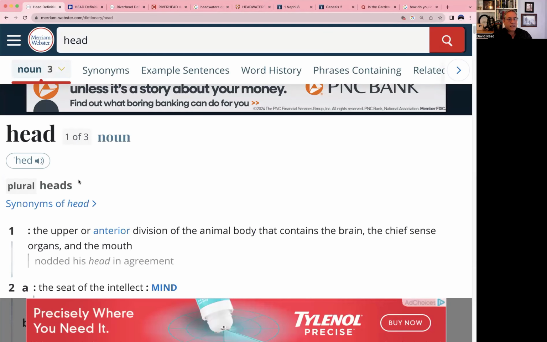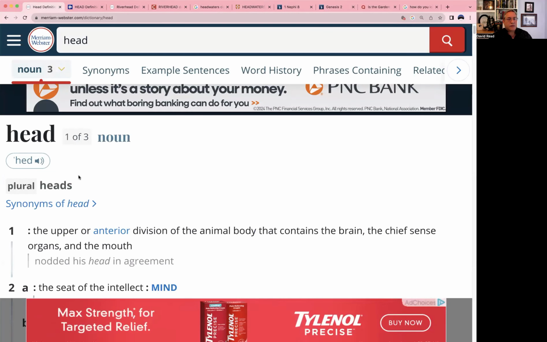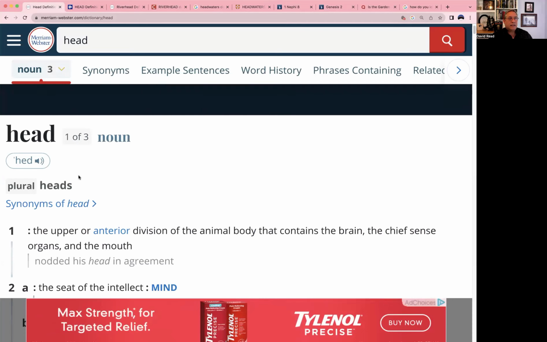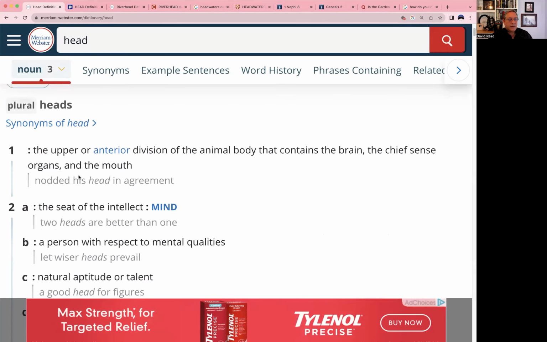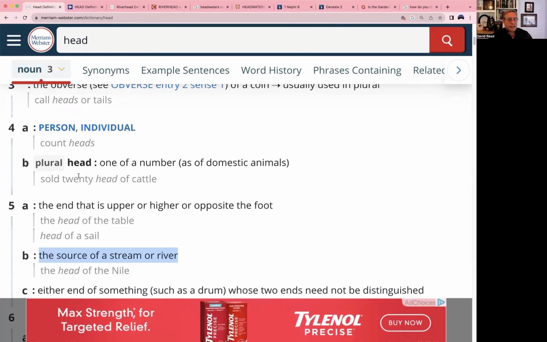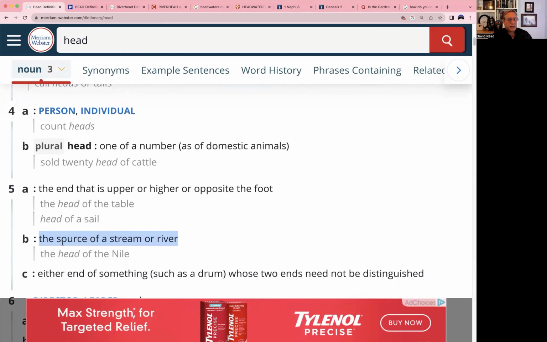If you look at the definitions for head, and this is the Merriam-Webster website, if you go down, obviously it's not one of the main definitions, but you see that their definition for a head is, as a head of a river, the source of a stream or river. So here the word head, the head of the river, means its source.